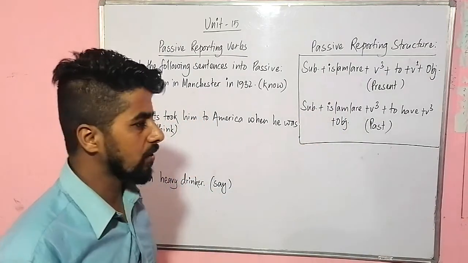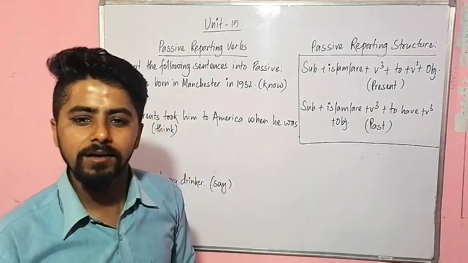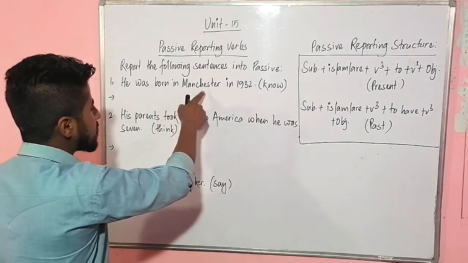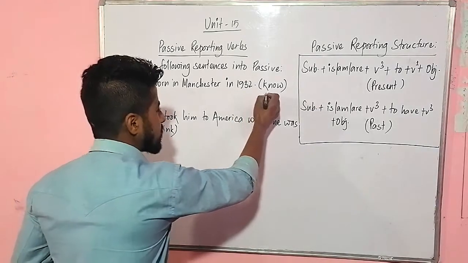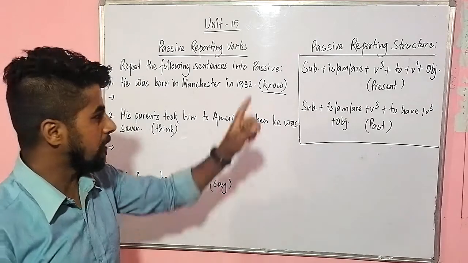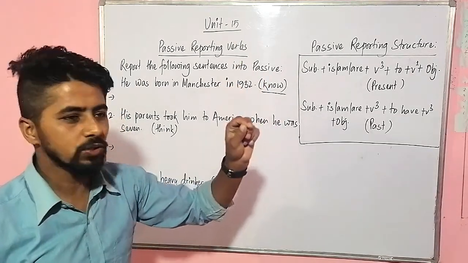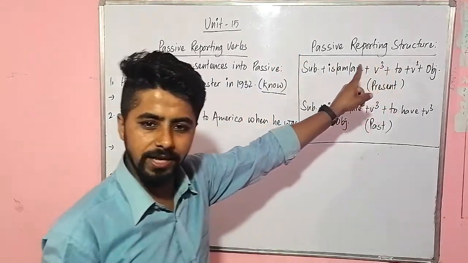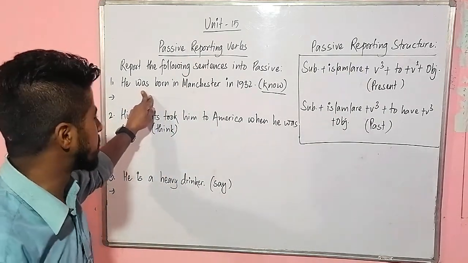Pay more attention here. What I mean to tell you is that the given verb should be used in the third form. In these sentences, "He was born in Manchester in 1932" is the first sentence given to us, and in the bracket, in the parenthesis, the word "no" is given to you, which is the verb. So the same verb should be used in the third form. Is it clear, all of you? So once again I would like to repeat it.